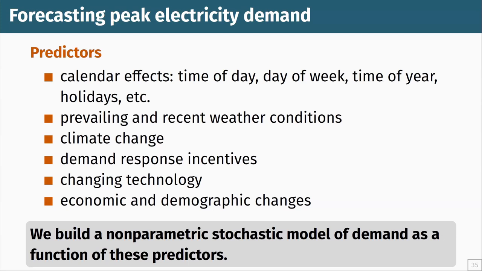If you're going far enough ahead, we need to take into account climate change, any demand response incentives from the energy suppliers, changing technology, more efficient air conditioning, for example, or electric cars, and economic and demographic changes. So we built a model to do all of this, and particularly for long term, that is more than a few weeks ahead. And that model now underpins all of the long-term peak electricity forecasting done around Australia by the Australian Energy Market Operator.